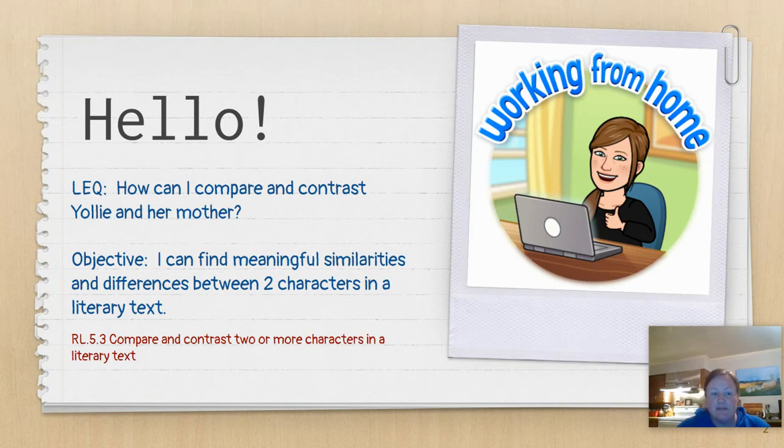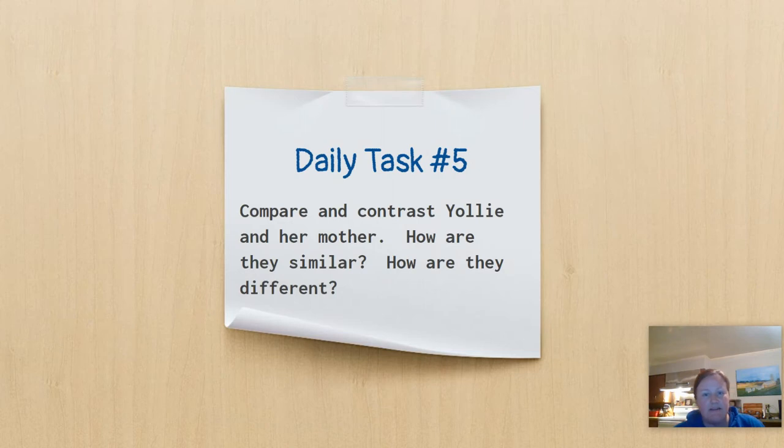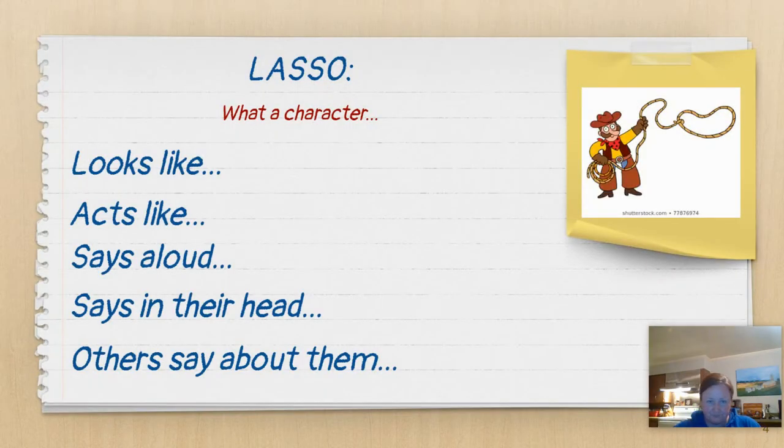The standard is RL 5.3. And our daily task, again, number 5, is to compare and contrast Yollie and her mother. How are they similar and how are they different? Remember, we're really striving to find meaningful similarities and meaningful differences.